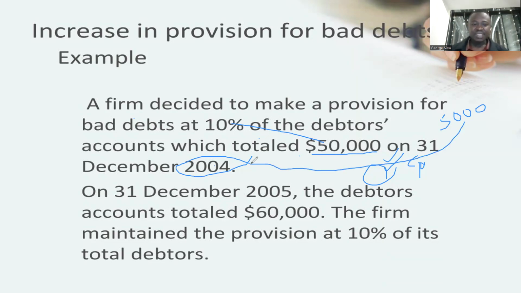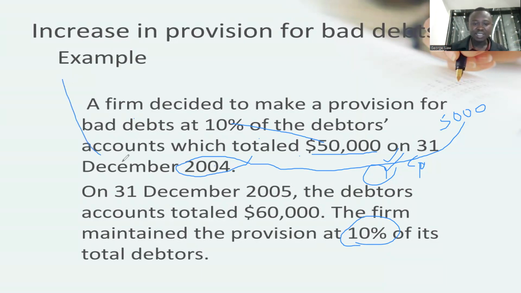Okay, good. Now let's come to 2005. On 31st December 2005, the debtors account totals 60,000. So the debtors figure has now moved from 50,000 to 60,000. So it means that now we have a lot of people owing us. The question is saying that even though the debtors figure has moved from 50,000 to 60,000, the percentage of provision is still 10%. So the firm maintained a provision at 10% of its total debtors.